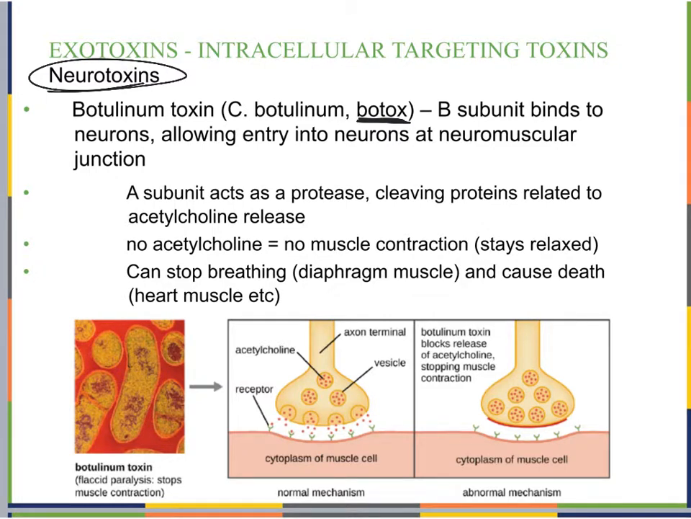So the way that this works is that we have our B subunit. Our B subunit is going to bind to the neuron, and then it's going to allow entry into the neuron at the neuromuscular junction. So if we look at our organism down here, here's the muscle cell. This is the cytoplasm of the muscle. And then this is our neuron here, because we're talking about the neuromuscular junction, the junction between the two. And then our B subunit is going to attach to this neuron at the neuromuscular junction.